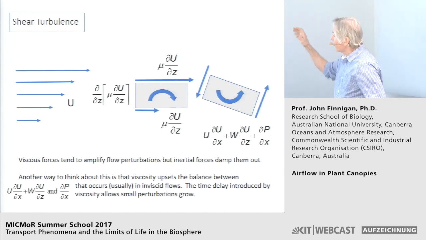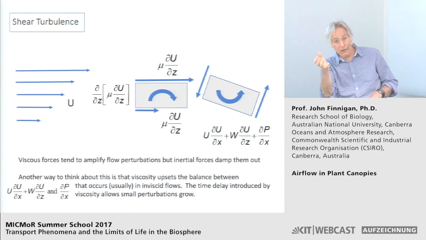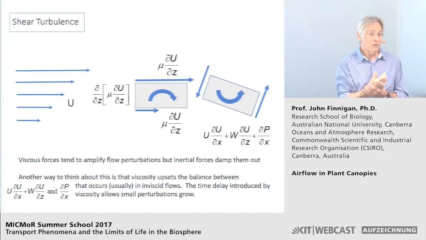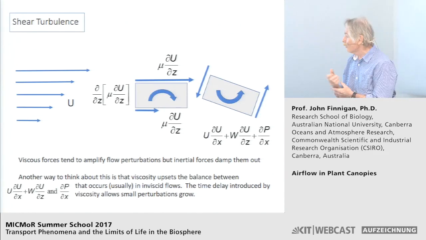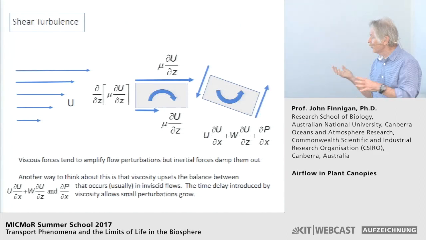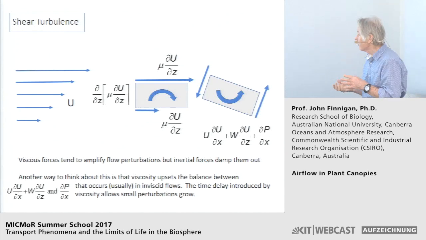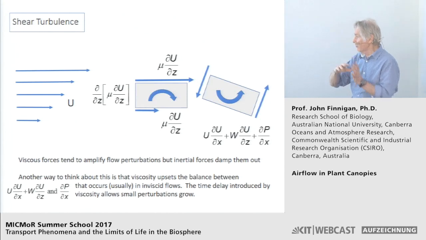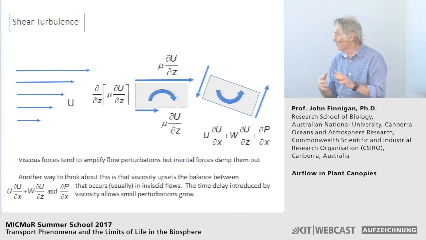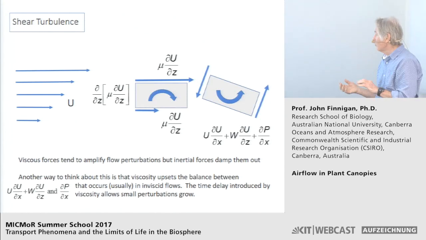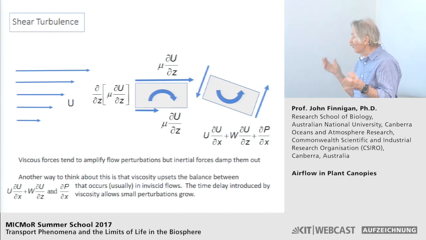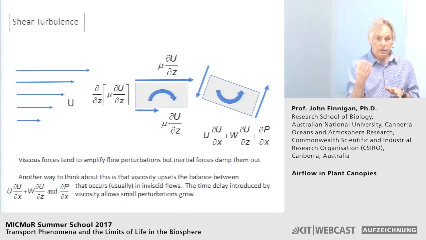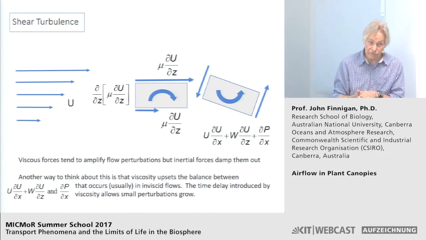But there's a resistance to this, because as you accelerate the air and move it over, it will sort of react by having an inertial force which opposes the viscous force. So the viscous forces tend to amplify the flow perturbations. These inertial forces, which is pressure gradients and just inertia of air with finite mass moving or accelerating, the inertial forces damp them out.